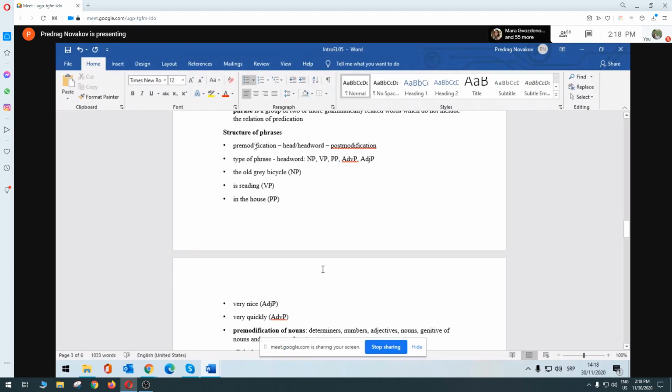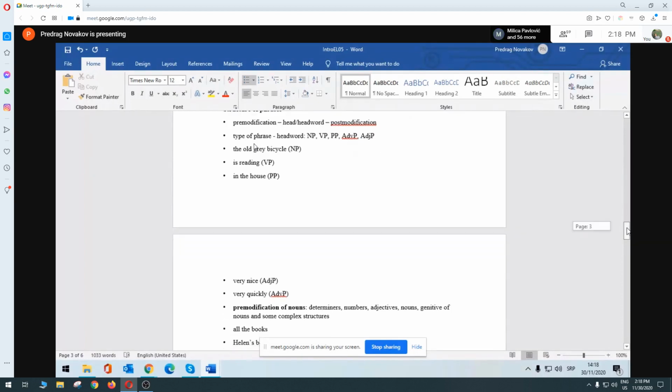If it is a noun phrase, the head word is a noun. We have examples later, okay? If its head word is a verb, then it is a verb phrase. Prepositional phrase with a preposition, adverbial phrase with an adverb, adjective phrase with an adjective. Okay, so type of phrase is determined by the head word, this element in the middle. Okay, so let's see some of these examples.